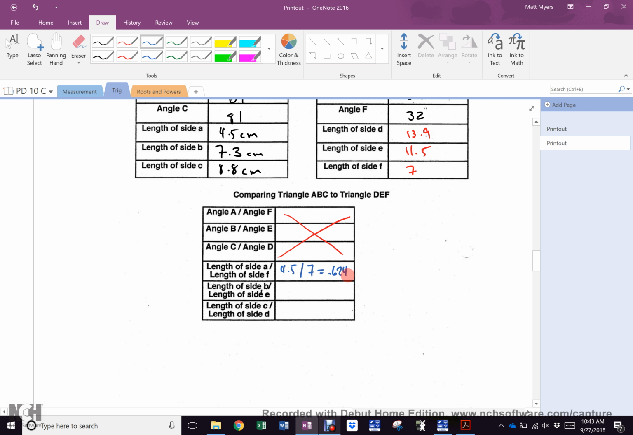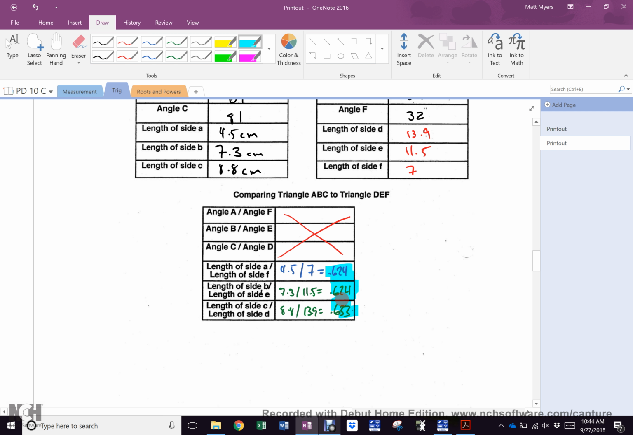0.624. Everyone agree? Okay. What is side B, which is 7.3, divided by E, which is 11.5? 0.624. What is side C, which is 8.8, divided by 13.9? 0.633. Now, why aren't they all the same? Because we measured badly, right? We all used a ruler and we didn't take a lot of time. If we measured these exactly, what would we know about those decimals?